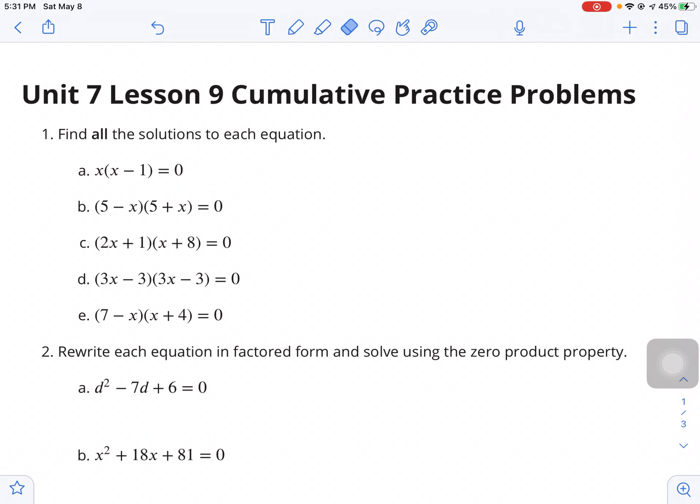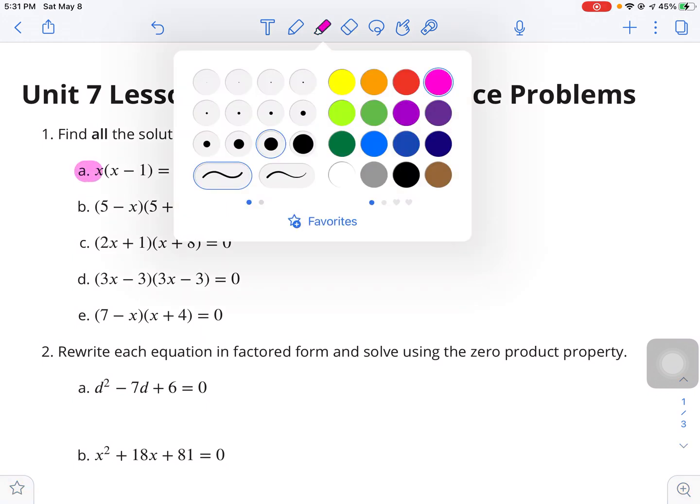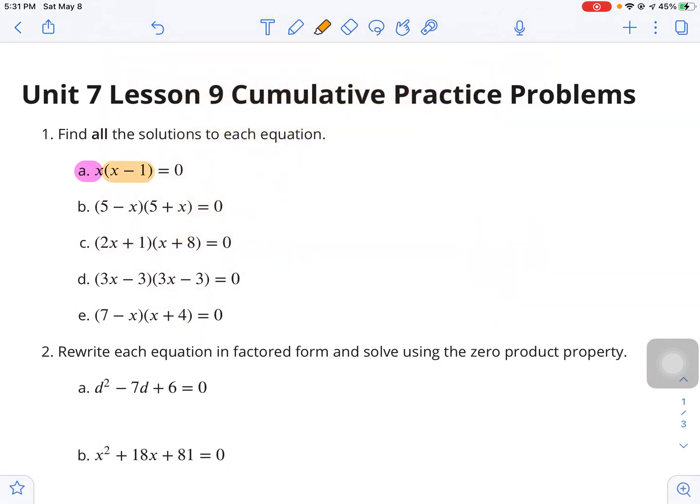Right, here are the solutions for week 4, lesson 9 in unit 7. For the first one, we want to find all solutions to each equation. So using our zero product property in this first one, we're multiplying x times x minus 1. One of them has to be 0 in order for me to end up with 0 as a product.